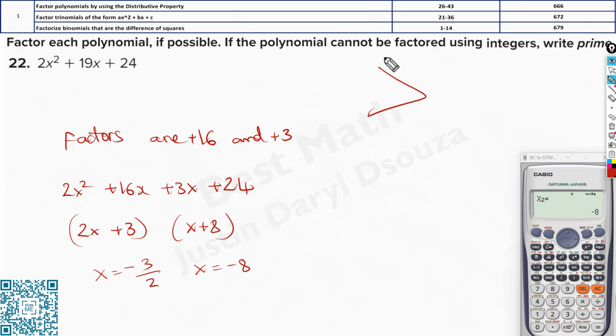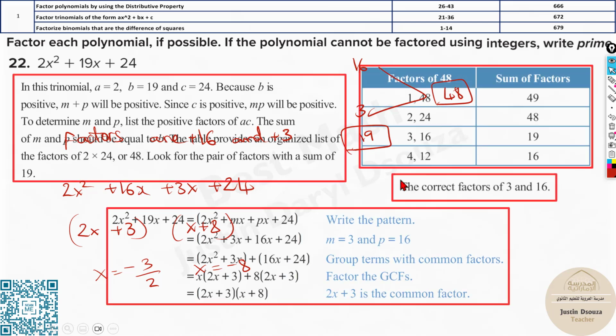Now over here, you can do this simple demonstration to get the values. 2 times 24 is 48, and over here we have 19, so it's 16 and 3. If you multiply 16 and 3, you get 48, and if you add them, you'll get 19. I'm sure now it's very easy, but if you're directly trying to find the factors, it will take time, isn't it? So that's it. Let's try some other problems.